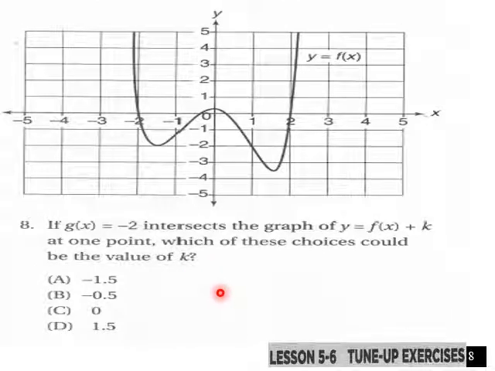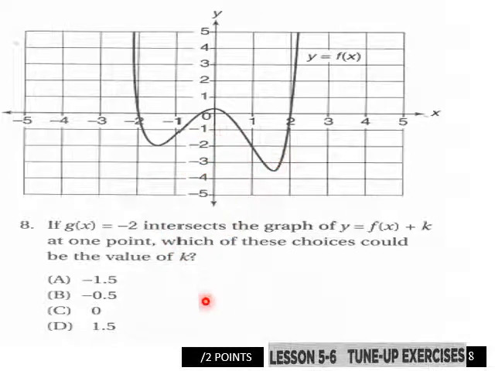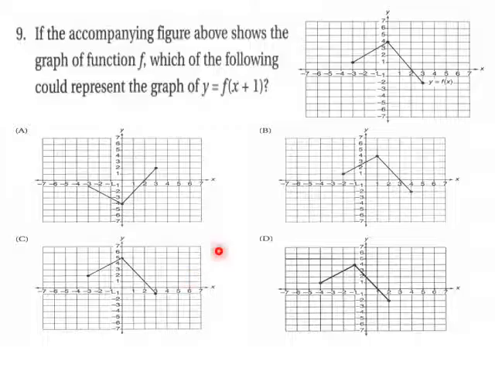So you have shifting graphs. And then number 8, we have this situation here. Which of these choices could be the value of k? You have this situation here. So what could be the value of k in that situation?